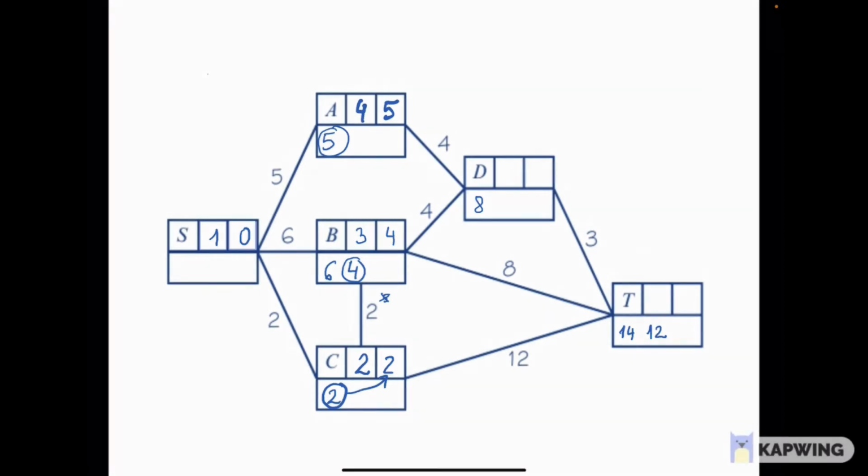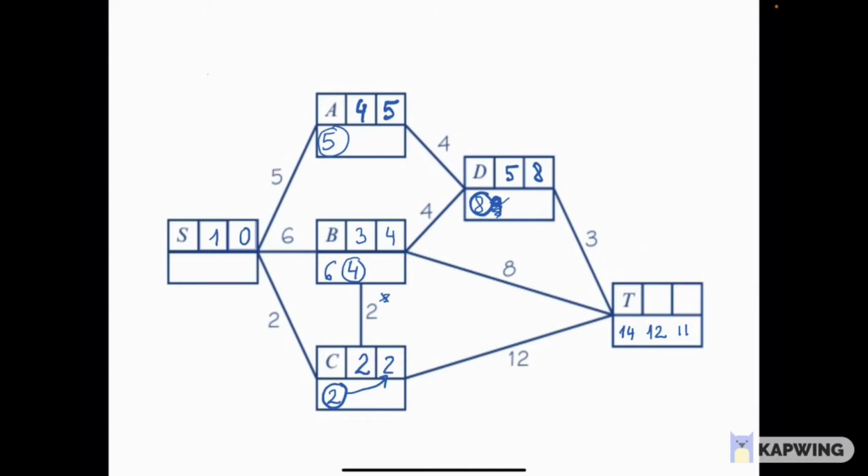So 5 plus 4 is 9. You can see I should put 9 here, but I'm not going to because it's a higher value than 8 already. So you can just ignore it. You don't have to write anything there. And now I have 8. 8 plus 3 is 11. And the smallest one is 8. So 8 will become the final value for D, and that's the fifth vertex in a row.